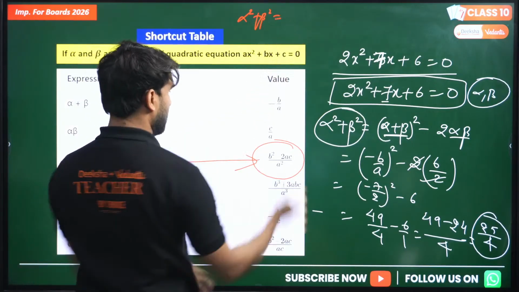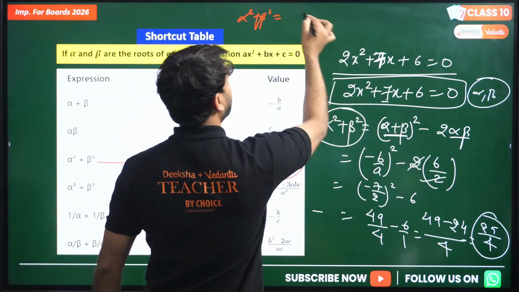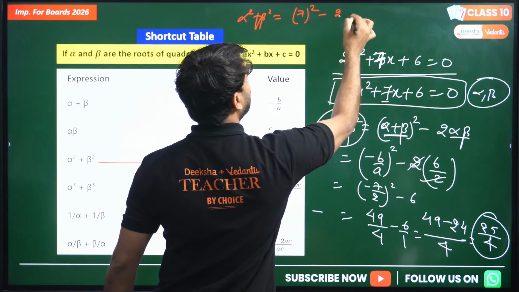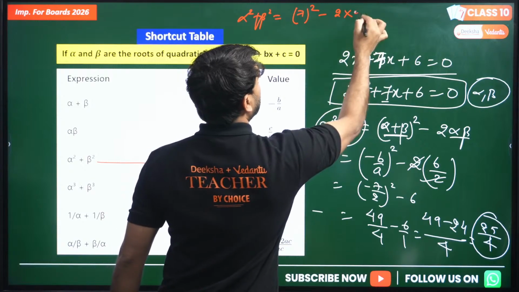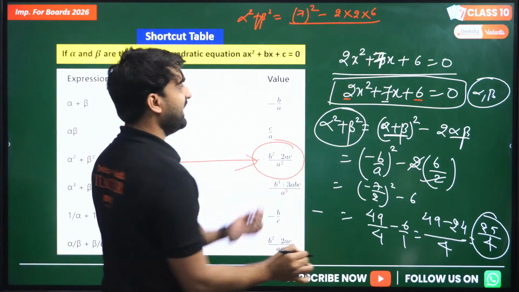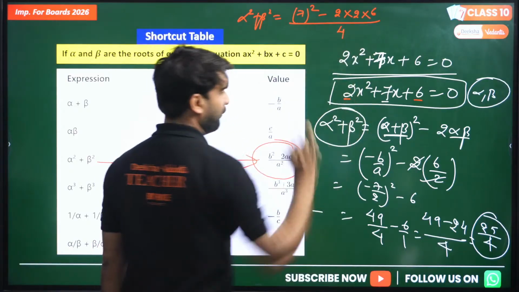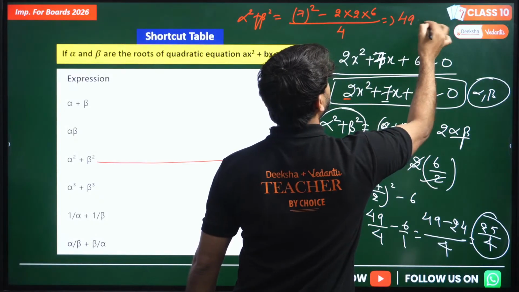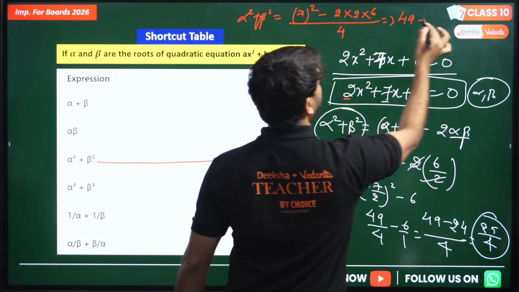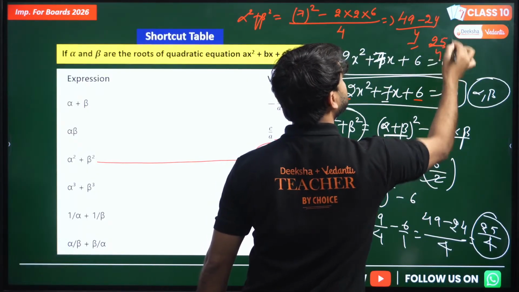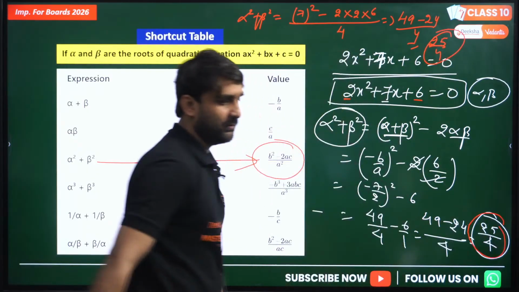So look, alpha square plus beta square. Let me use this formula: b square, b is what? 7 square. So 7 square minus 2ac. 2a is what? 2. C is what? C is 6, divided by a square. A square is what? 2 square, which is 4. Now solve this. So 7 square is 49, minus 6 twos are 12, twos are 24. 24 divided by 4, wow, we are getting the same answer. 25 by 4, 25 by 4.